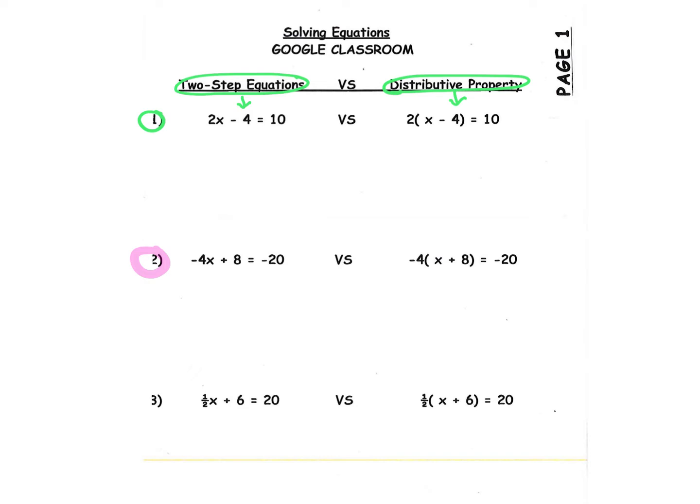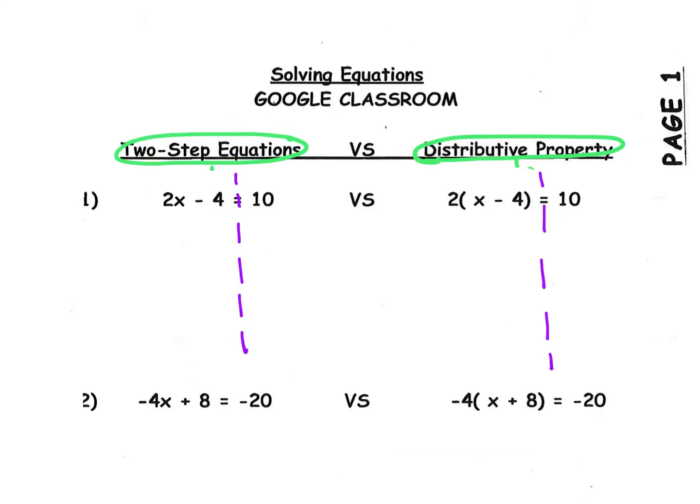And finally, as we compare the two equations in number 3, we see that this particular two-step equation contains a fractional coefficient, and this second equation also contains a fraction, but a set of parentheses too. Let's take a look at how to solve each of these types of equations. Let's start with case 1. In case 1, we're going to solve both equations for the value of x.